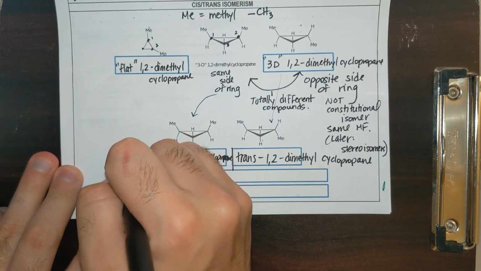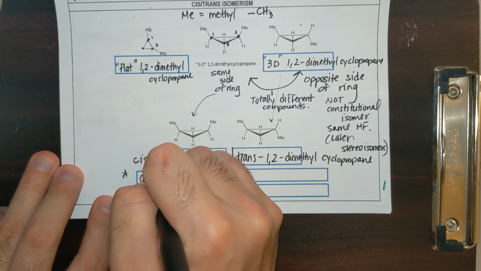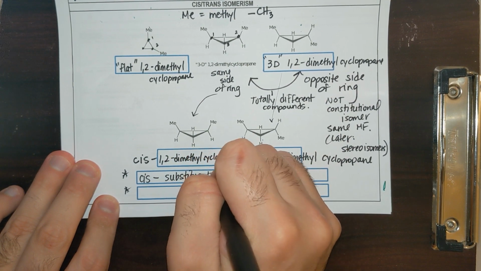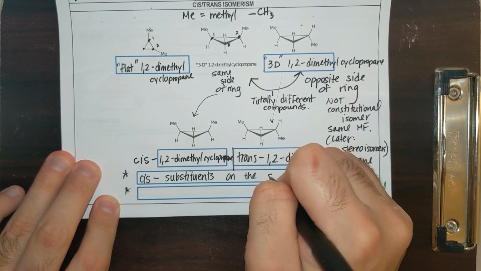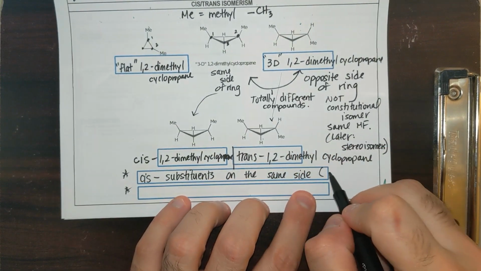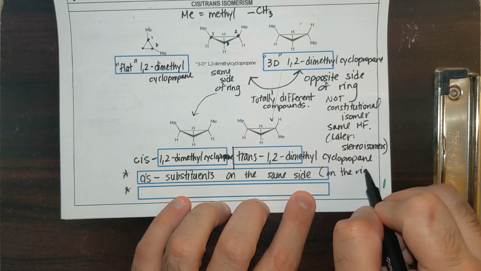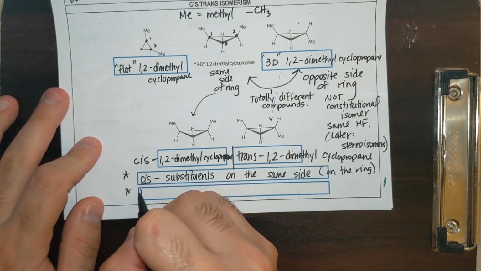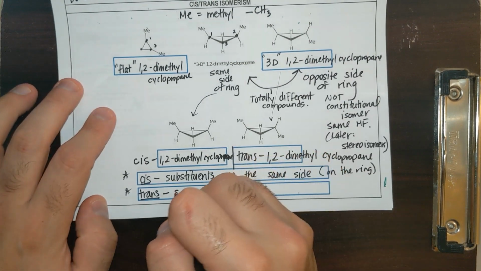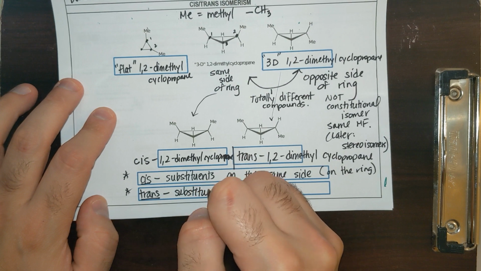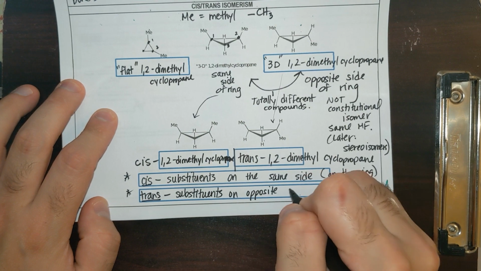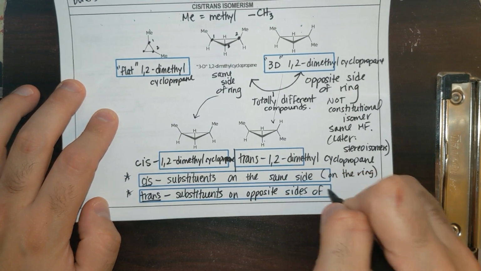So we have two new vocabulary words that you're going to have to know. Cis has substituents on the same side of the ring. And I'm going to call that, for this case, on the ring. And then trans is going to be substituents on opposite sides of the ring.